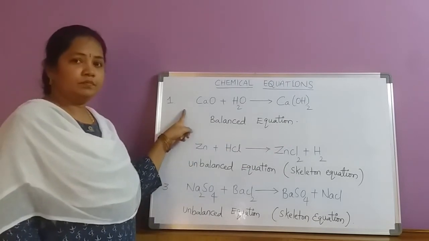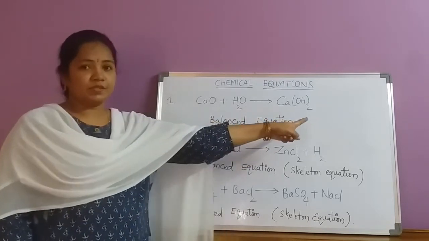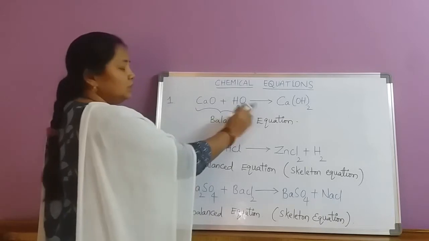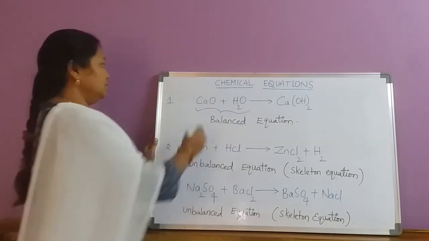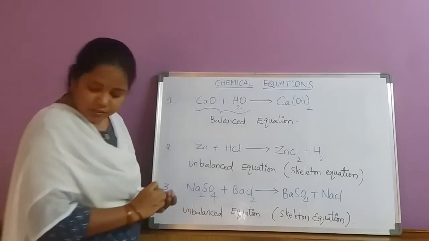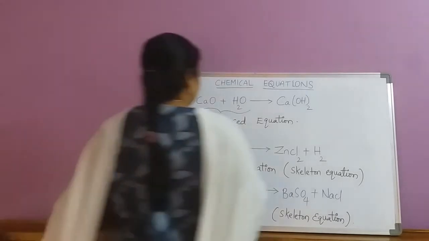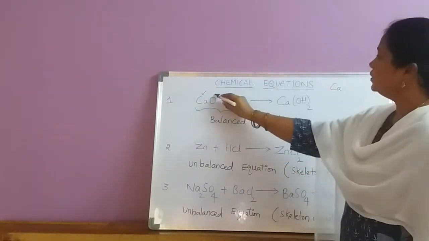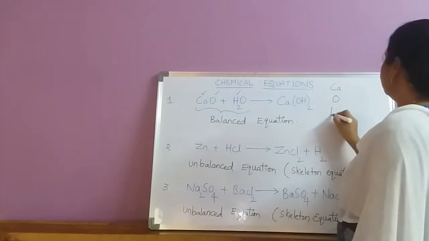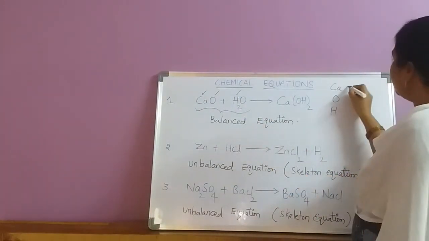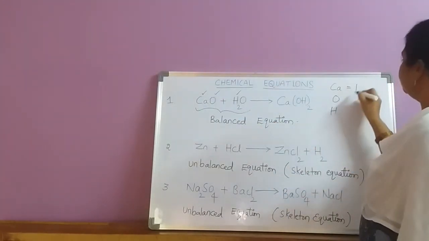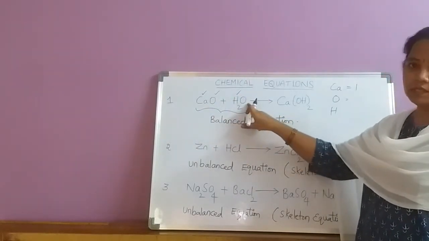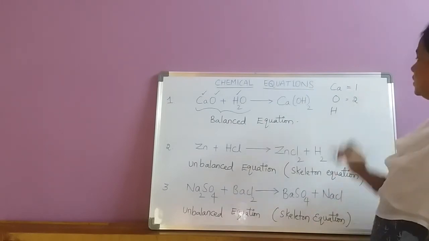See the first equation. Calcium oxide plus water gives rise to calcium hydroxide. In this particular equation, towards the left hand side, LHS side, which elements are present? Towards the LHS side, we have element calcium, we have element oxygen, we have element hydrogen. How many calcium atoms are there? Here, only 1. How many oxygens are there? In this molecular formula, 1 oxygen atom is there. In this molecular formula, 1 oxygen atom is there. Total 2 oxygen atoms. So O is equal to 2.